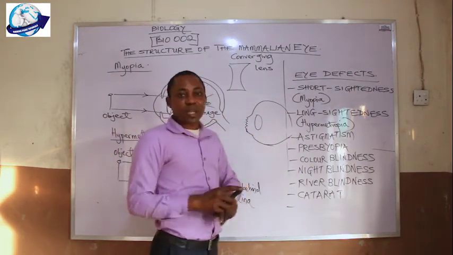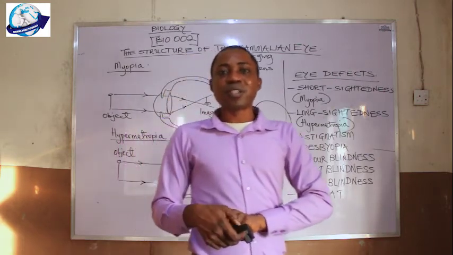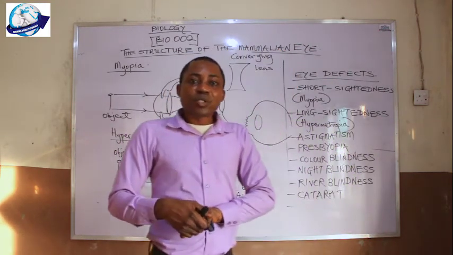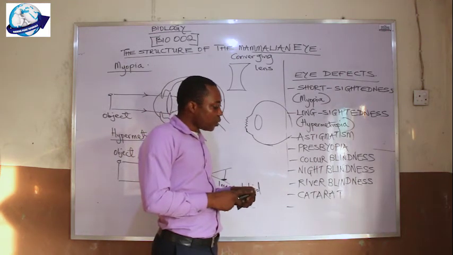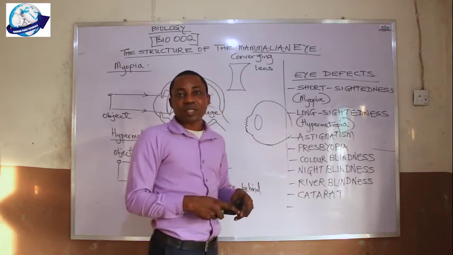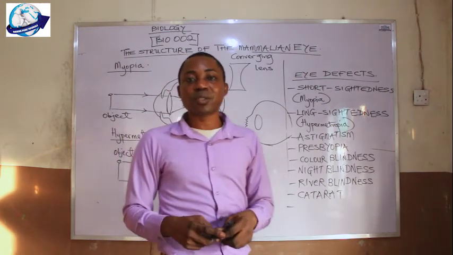The other one is cataract, and so on. So there are other eye defects to talk about, like glaucoma. But you should know quite well that when you consider cataract and glaucoma, there's still much more to say concerning them.